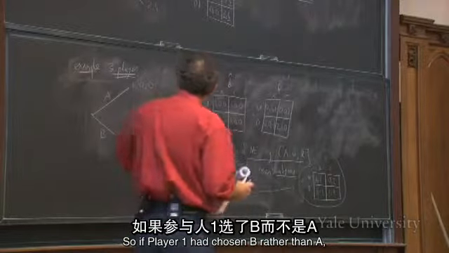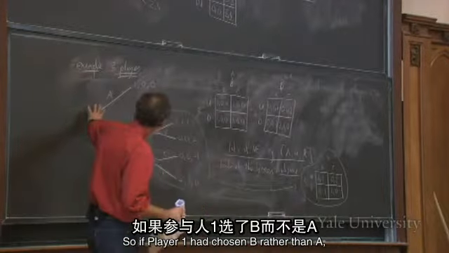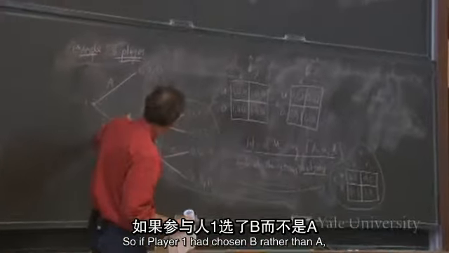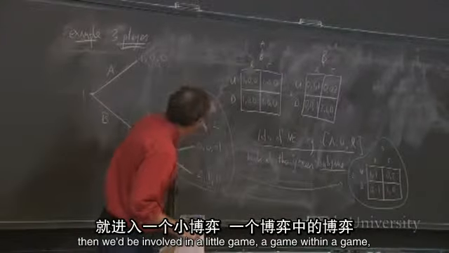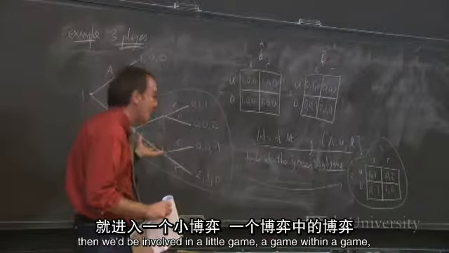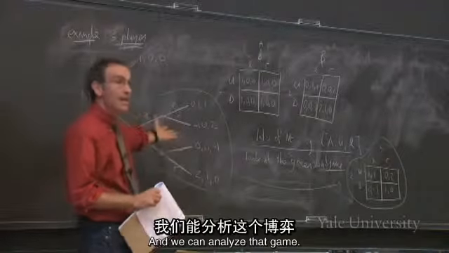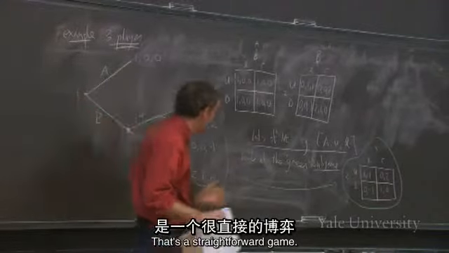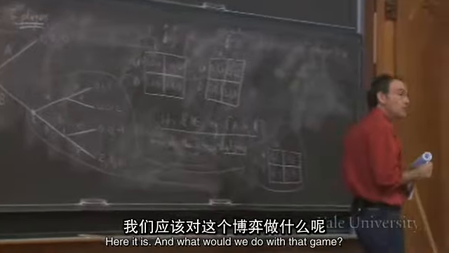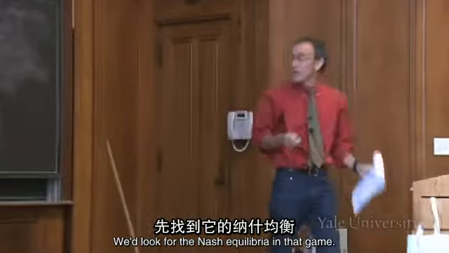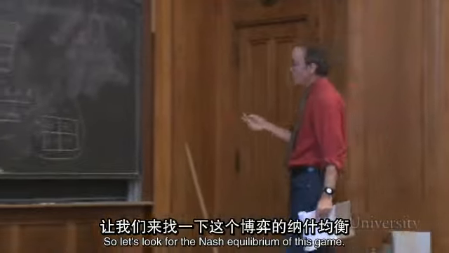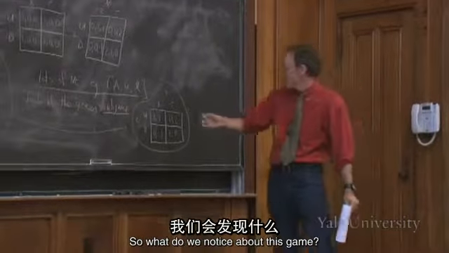So if player one had chosen B rather than A, then we'd be involved in a little game, a game within a game, or a sub-game involving just players two and three, and we can analyze that game. That's a straightforward game. And what would we do with that game? We'd look for the Nash equilibrium in that game. So what do we notice about this game?